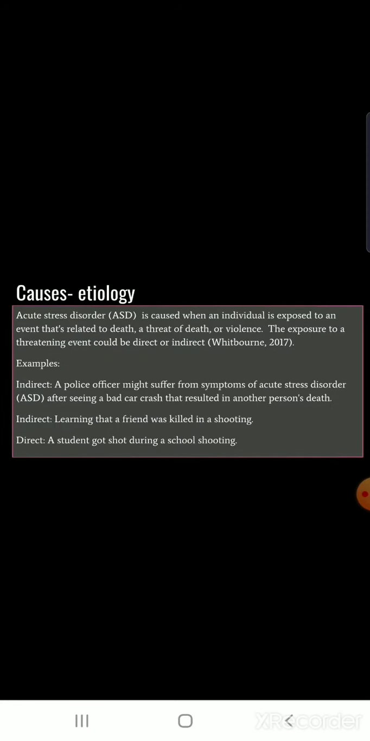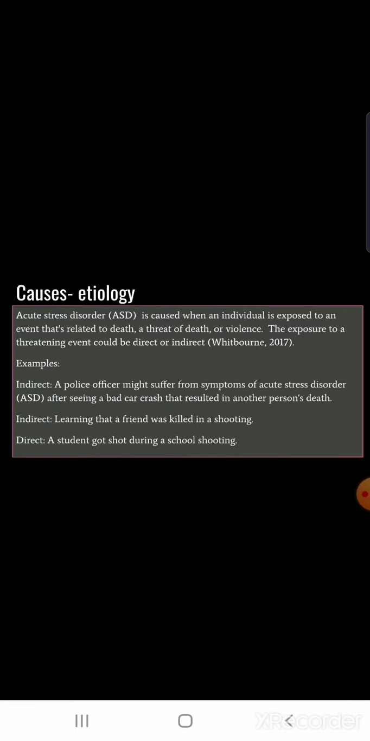Other trauma and stressor-related disorders include reactive attachment disorder, disinhibited social engagement disorder, post-traumatic stress disorder, adjustment disorder, other specified and unspecified. Acute stress disorder is caused when an individual is exposed to an event that's related to death, a threat of death, or violence. The exposure to a threatening event could be direct or indirect.